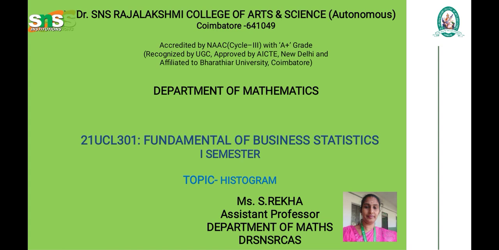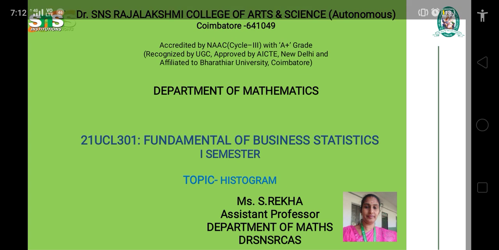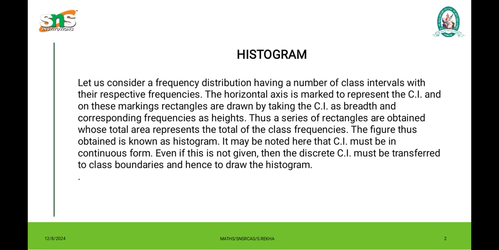It is nothing but a histogram. So how to draw a histogram, today we will see. A histogram is nothing but a frequency distribution having a number of class intervals, and it should be a continuous diagram. The horizontal axis is marked to represent the class interval, based on the corresponding frequency.